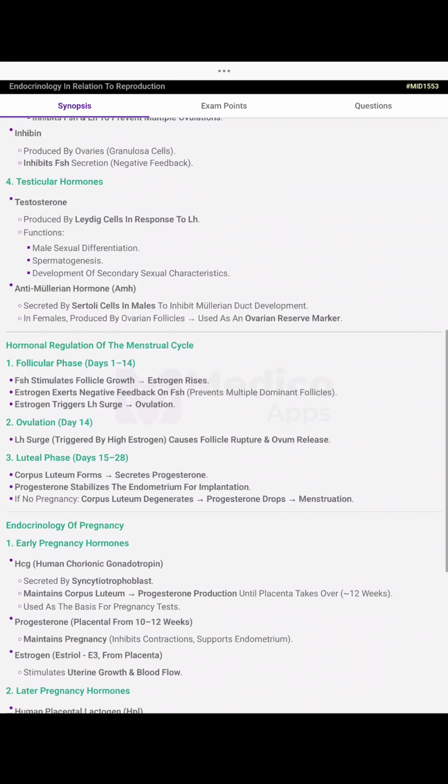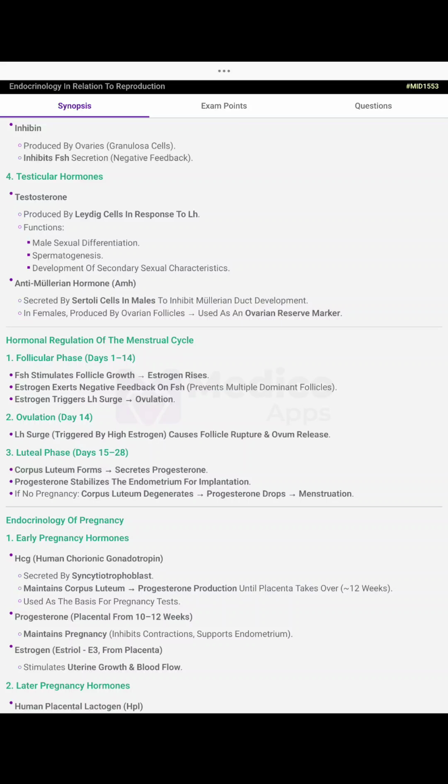Testicular hormones. Testosterone, produced by the Leydig cells in response to LH. Function: male sexual differentiation, spermatogenesis, and development of secondary sexual characteristics. Anti-Mullerian hormone, secreted by the Sertoli cells in males to inhibit Mullerian duct development. In females, it is produced by the ovarian follicles and used as an ovarian reserve marker.